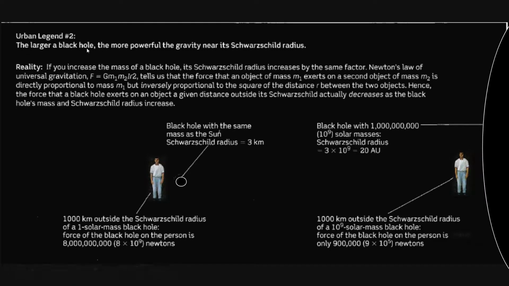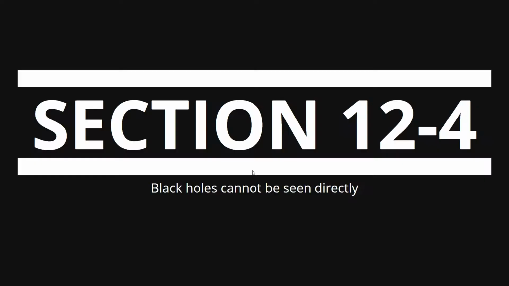So this is not true up here. The larger the black hole, the more powerful the gravity is. That is not true. It's the opposite. The smaller the black hole, the more powerful the gravity is near its Schwarzschild radius. This is what I was saying. This section's quick. I'm only 12 minutes in and we're already done. 12.4 will be done shortly as well.